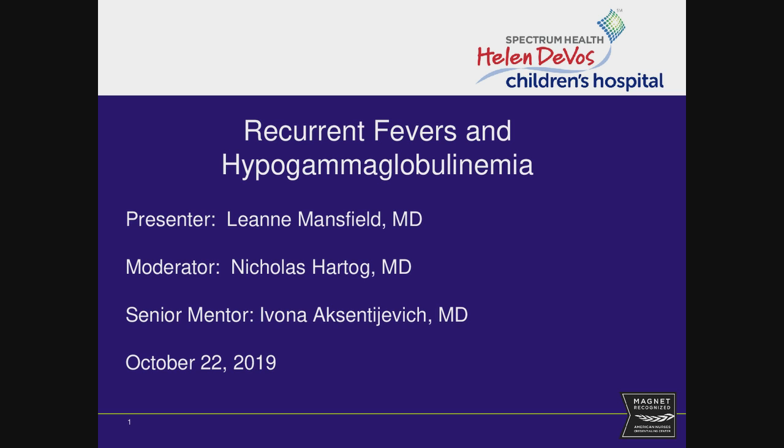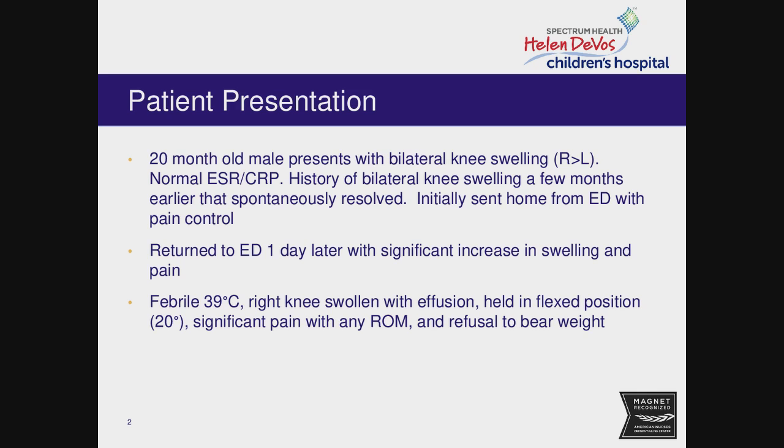I'm going to be starting with a case of recurrent fevers and hypogammaglobulinemia. So our patient initially presented to our institution at 20 months of age, a little boy. He came into the emergency department with bilateral knee swelling, more significant on the right than the left. He did not have a history of any trauma or any current fever. He was well appearing but fussy.